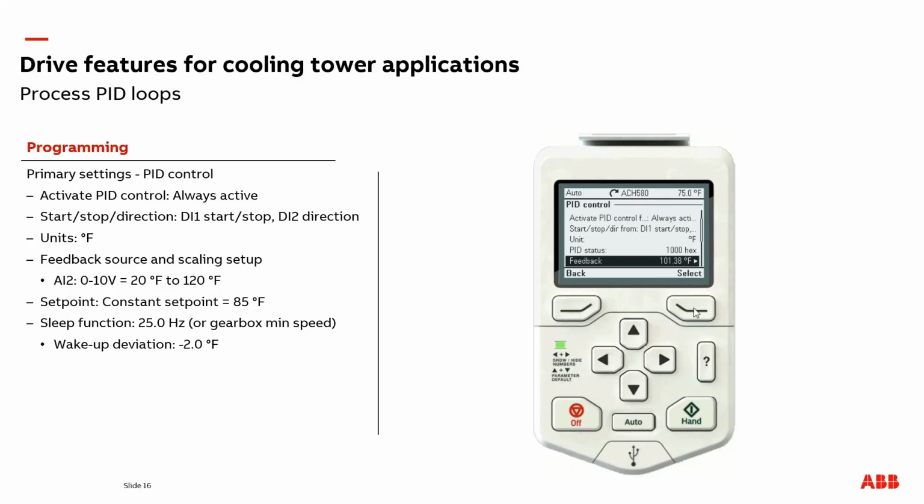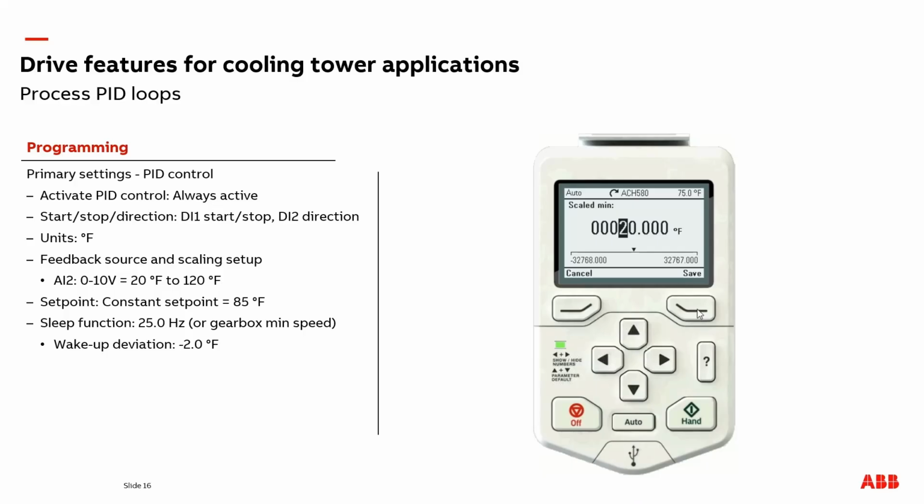For feedback, I'm going to select this to get to my feedback source. AI2 is the default, and that's great. That matches my wiring diagram. I need to get into the AI2 scaling. 0 to 10 volts is fine. I need to adjust the min and max range though to match my sensor.